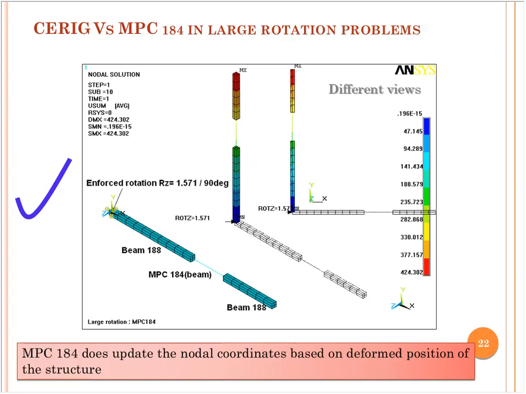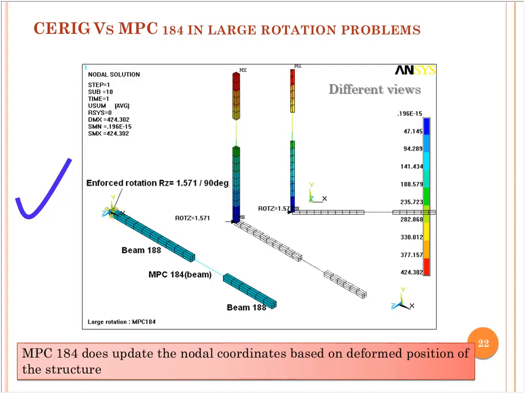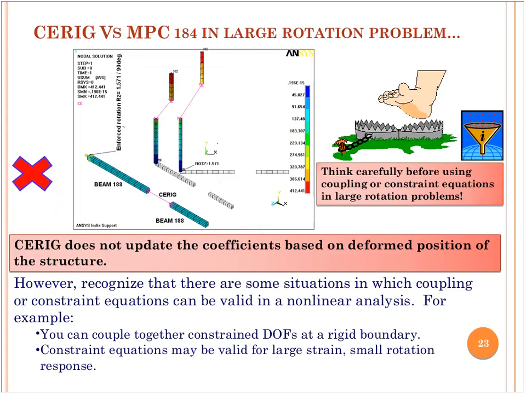The same problem is solved using a CE rig. Here, instead of using an MPC element, I am going to use a CE rig. What happens is we are not seeing the results as expected. This is not coming out straight as we saw in our previous slide. What it means is that the CE rig, which is nothing but a linear relation between the degrees of freedom of two nodes, especially when we are talking about a large rotation problem, has coefficients of constraint equations that do not get updated as the structure deforms. So you should be very careful if you want to use CE rigs in a large rotation problem.